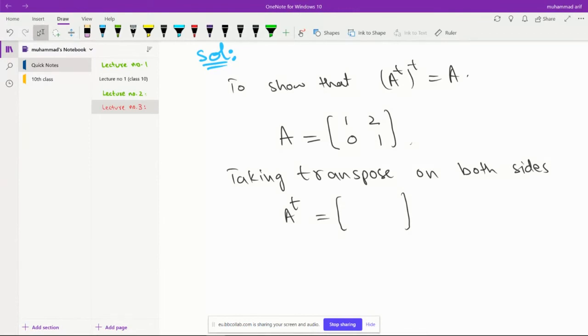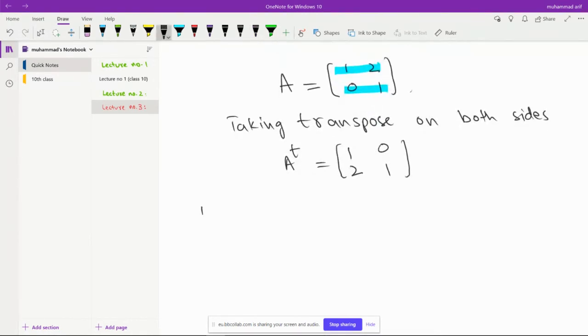Here the first row of the matrix is 1, 2. It's converted into column form, that is 1, 2. Similarly, the second row, which is 0, 1, is converted into column form 0, 1. It's the transpose of matrix A.